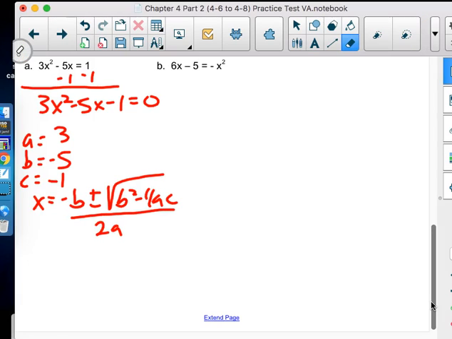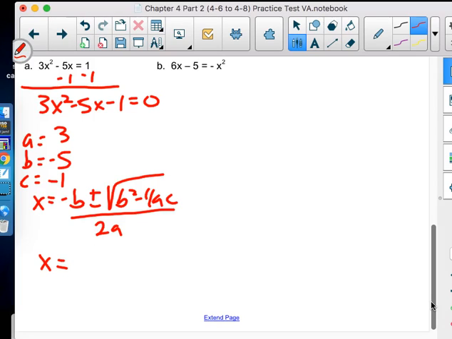Okay, Cedarholm, so formulas we need to have down for this test. You need to know the square root of negative 1 is i. You need to know that i squared is negative 1. You need to know b over 2 squared for completing the square. And you need to know the quadratic formula. So let's see what we have here.